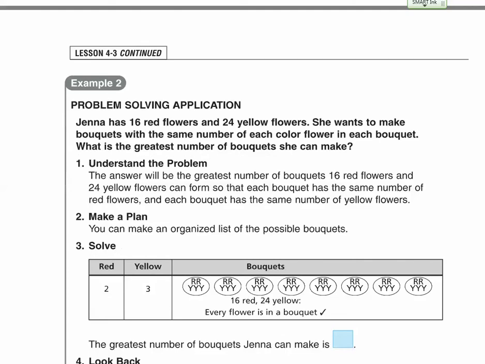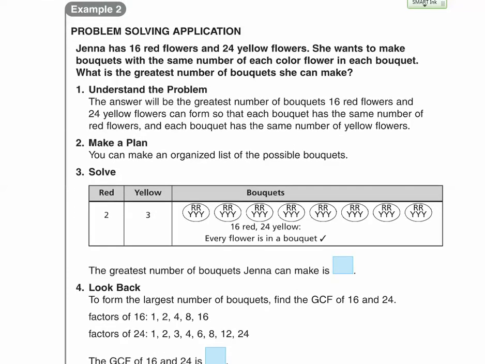So turn to the next page. We're looking at this problem-solving application. How is greatest common factor important in our everyday lives? So here is a real-life example. Let's go ahead and read this together and cube it. Jenna has 16 red flowers and 24 yellow flowers. She wants to make bouquets with the same number of each color flower in each bouquet. What is the greatest number of bouquets she can make?